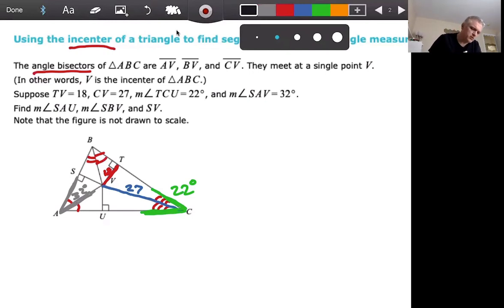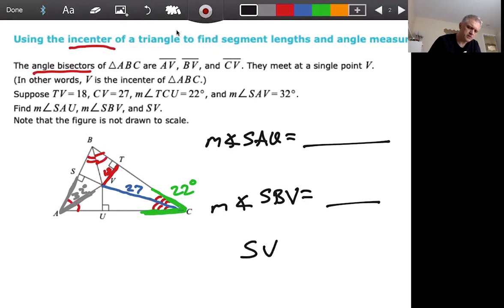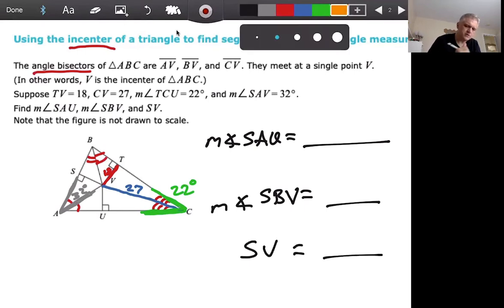So now it says they want the measure of angle SAU. They want the measure of angle SBV. And they want the length of segment SV. All right, let's get after it.